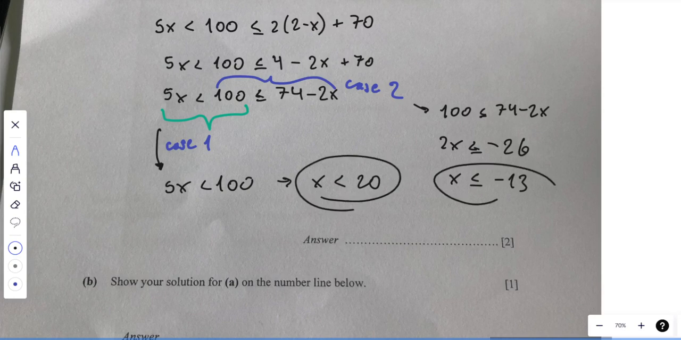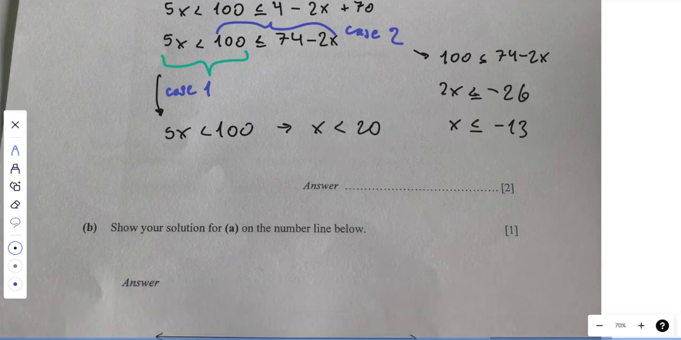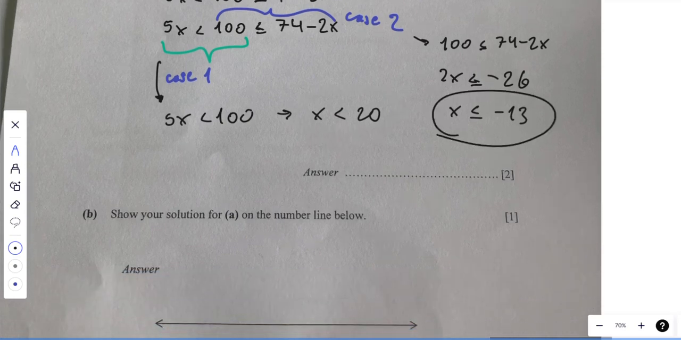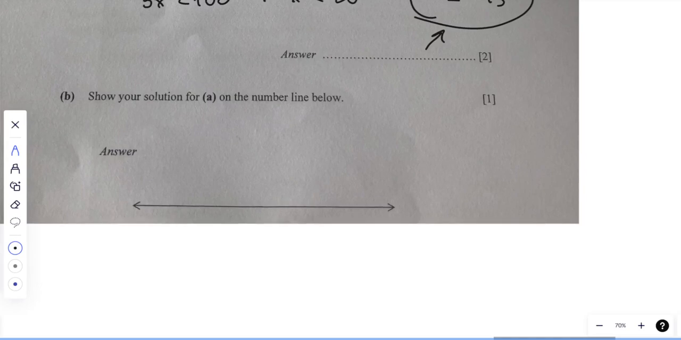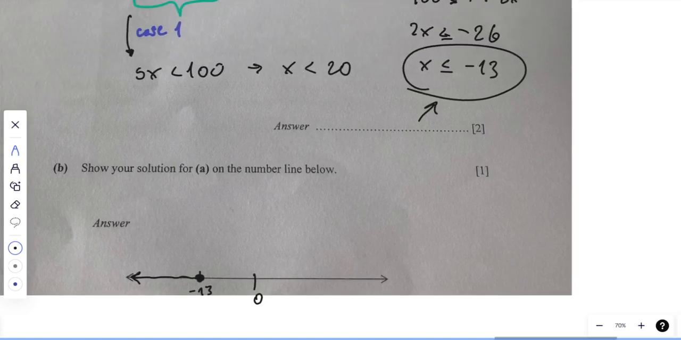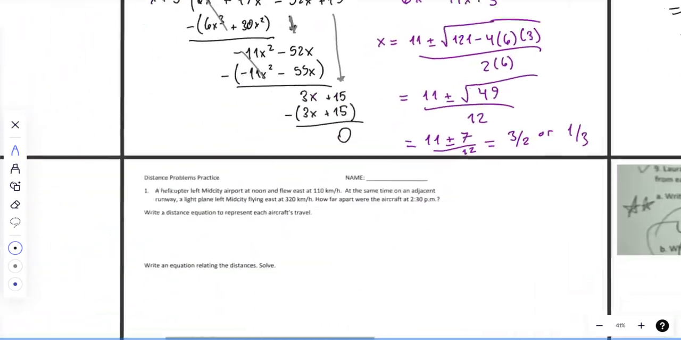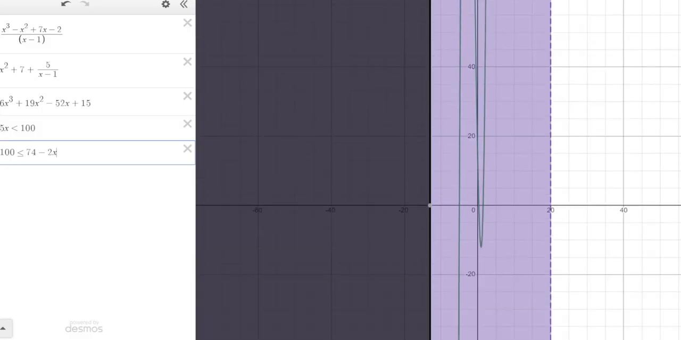Both of these are less than or equal to constraints. So this is going to be the dominating factor. x is less than or equal to negative 13. If you had to plot it out on a number line, here's 0, here's negative 13. You just make a closed circle and the solution would keep going in the negative direction. I hope that's clear.